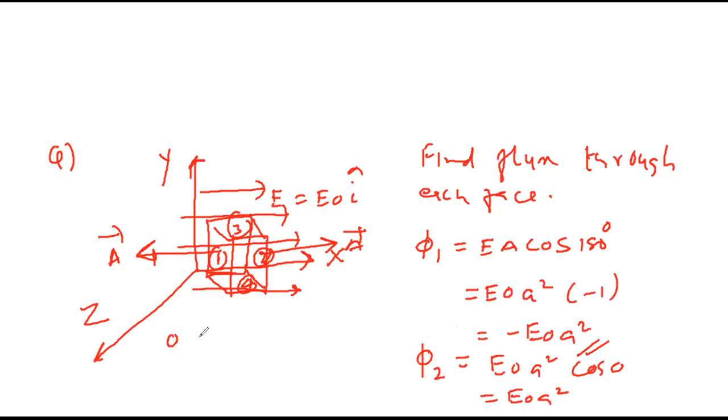What will be phi 3? 0, correct? Because the area vector is upward, the angle is 90 degrees. What about phi 4? 0. The flux from the 5th and 6th faces is also 0, correct?